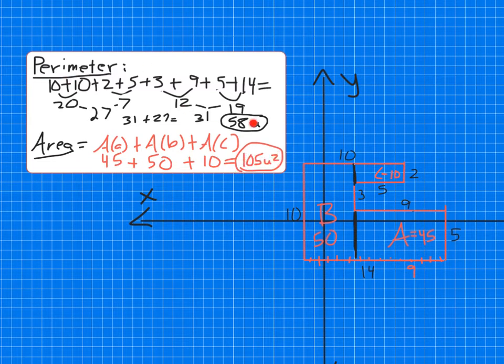So my perimeter was 58 units on the outside. My area was 105 units squared inside. So there you have it. Well, there you have it, guys. That's how you find area and perimeter of polygons on a coordinate plane.